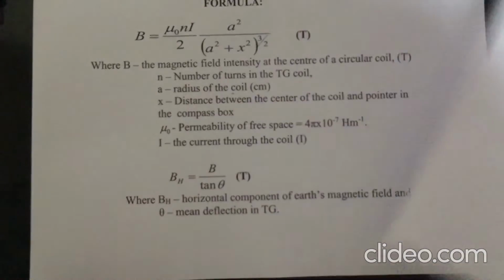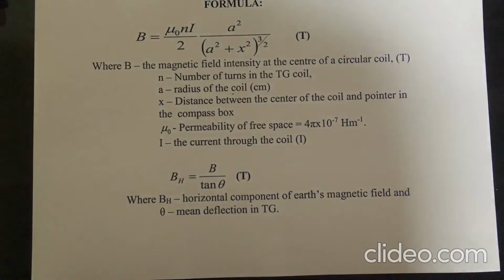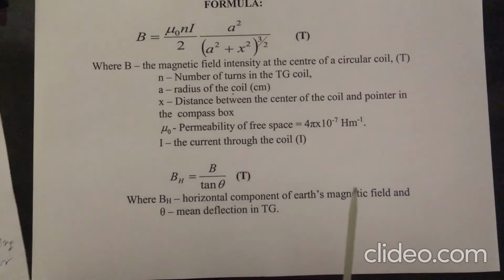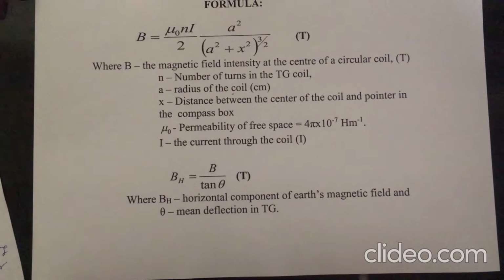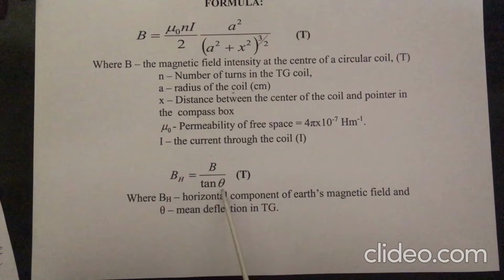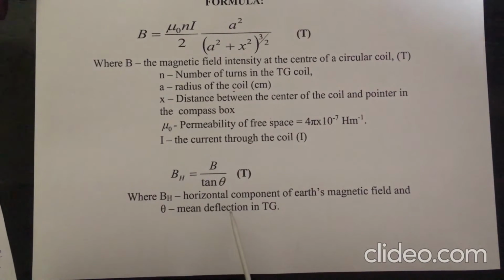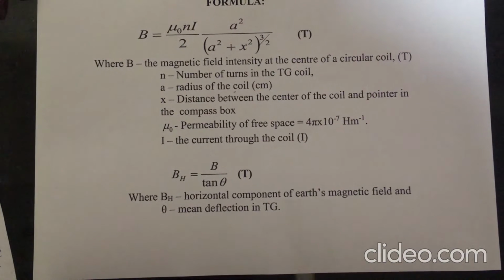Now, if we arrange the plane of the coil parallel to the Earth's horizontal magnetic field BH, then from the tangent law we can write BH is equal to B by tan theta, where BH is the horizontal component of the Earth's magnetic field and theta is the deflection in the compass box.